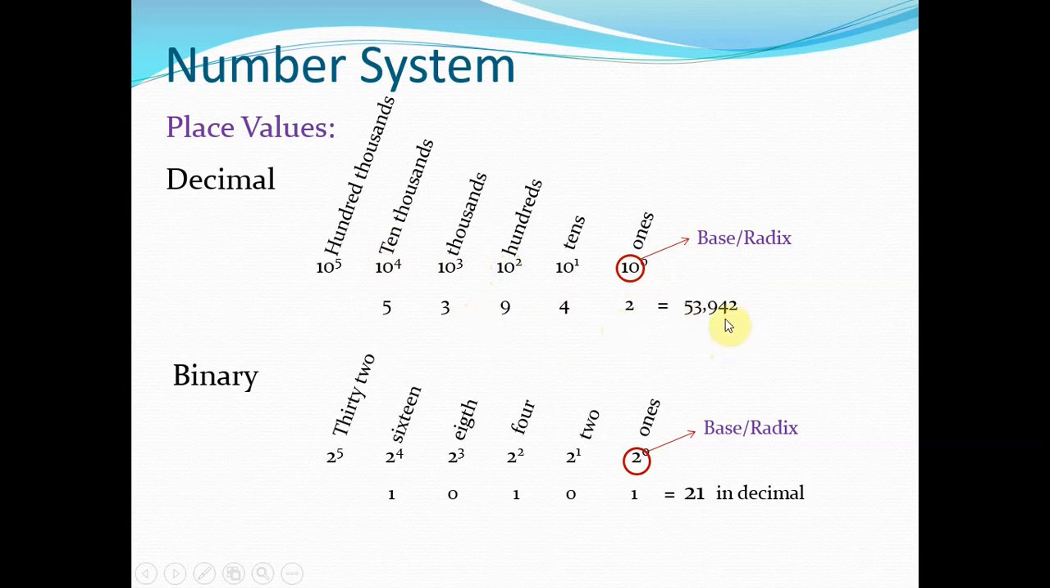That is why when we were in elementary or even high school, we said that 50,000 plus 3,000 plus 900 plus 40 plus 2 is equal to 53,942. So in binary, we also do the same. We multiply the digit by its place value, and then we add them up. So we say there is 1 times 16, 0 times 8, 1 times 4, 0 times 2, and 1 times 1. So therefore 16 plus 4 plus 1 is 21.